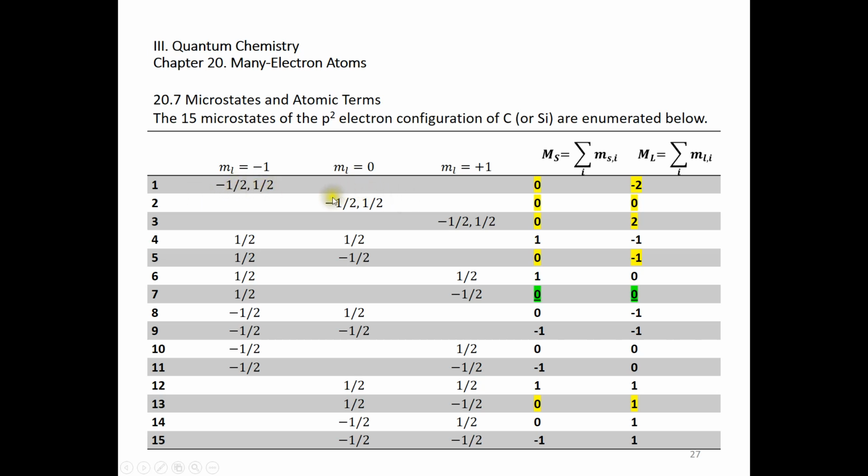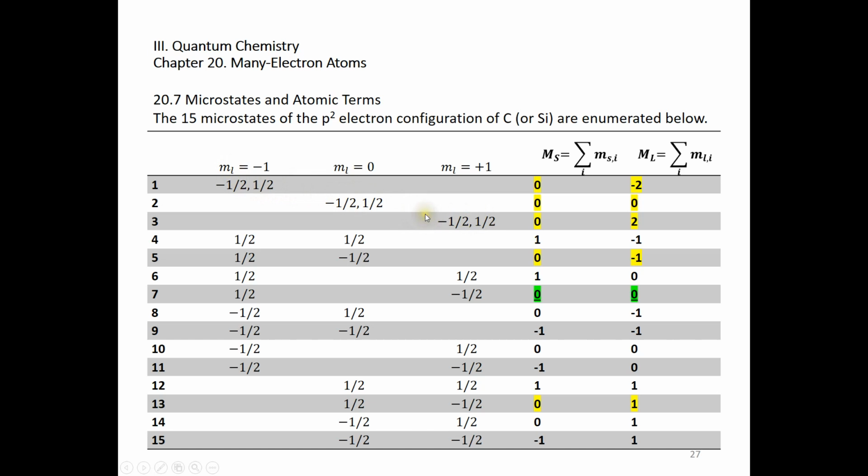In row 2, we put the 2 electrons into this column with M sub L equals 0. 1 alpha electron, 1 beta electron here. Same here, 1 alpha, 1 beta. But this is in the third column in which M sub L is +1. So these 3 rows correspond to a pair of electrons with the same value of M sub L.